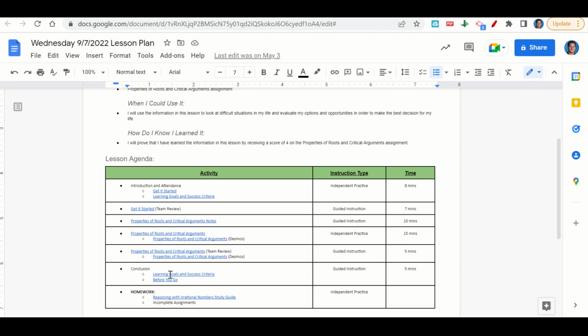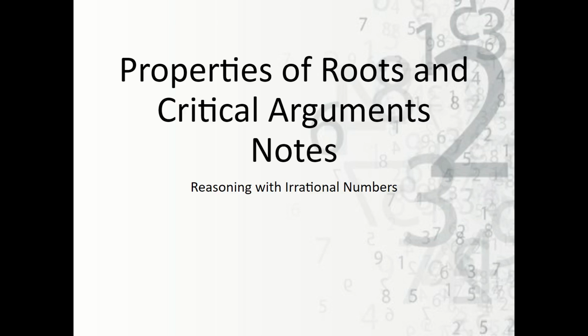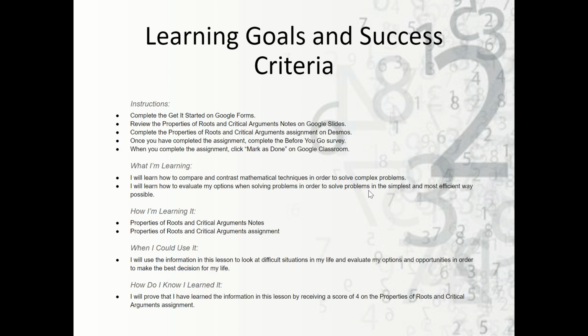At the end of class, we'll go back over our learning goals and success criteria while you fill out your Before You Go. Your only homework for tonight is to continue working on the Reasoning with Irrational Numbers study guide and any incomplete assignments that you may have. Let's take a look now at the properties of roots and critical arguments notes. Our notes begin with the learning goals and success criteria.